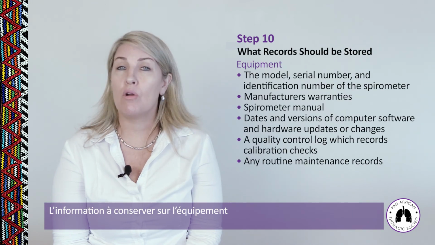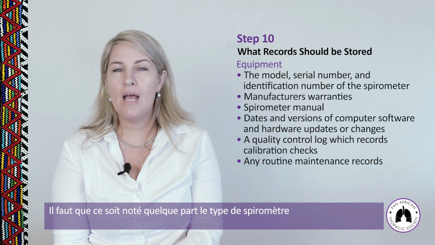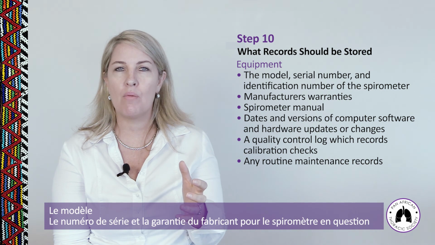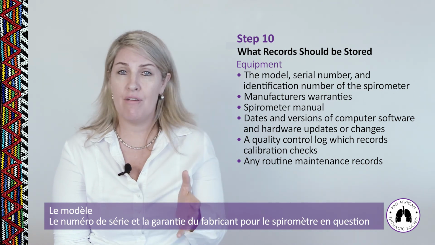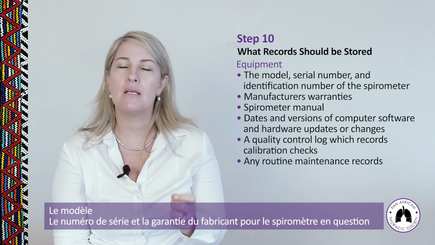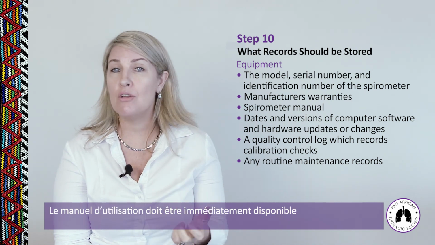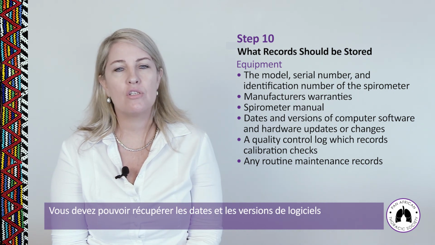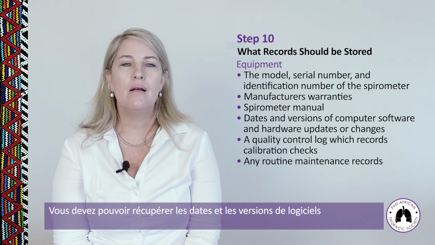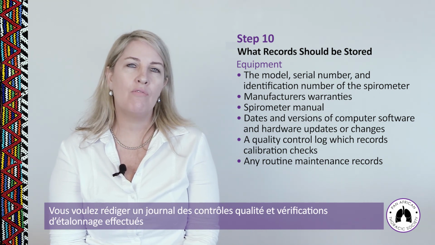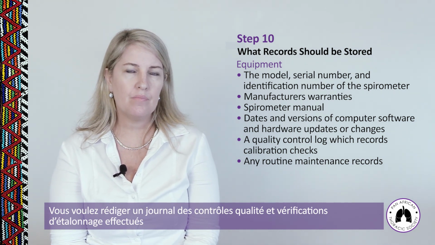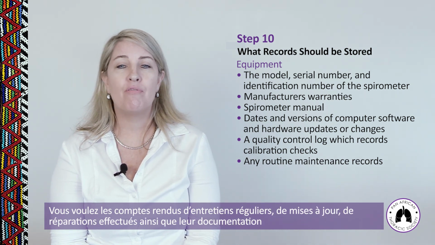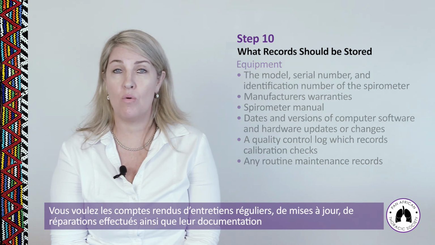So, records with regards to equipment. You need to at least know somewhere what the type of spirometer is, the model of the spirometer, the serial number, and the manufacturer's warranties for that particular spirometer. You'd want to have your spirometry manual on hand. You would want to know dates and versions of the computer software, so the spirometry software. You would want a quality control log of all the calibration records. You would want any routine maintenance records, upgrades, repairs performed, and the results of these on record.